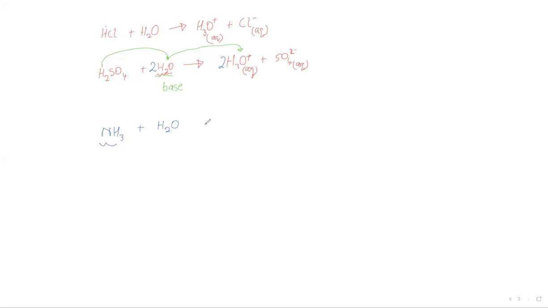So if I have ammonia plus water, water is always a liquid there. You get an NH4 because hydrogen moves from here, goes down, and then you have an OH, aqueous solution.